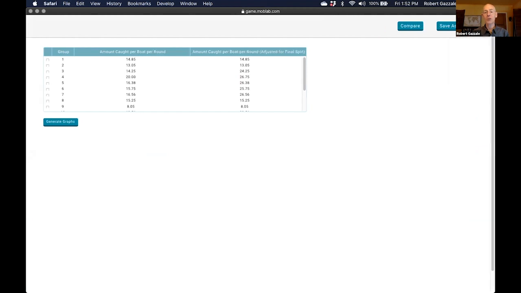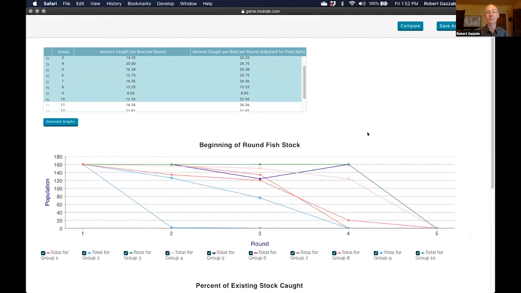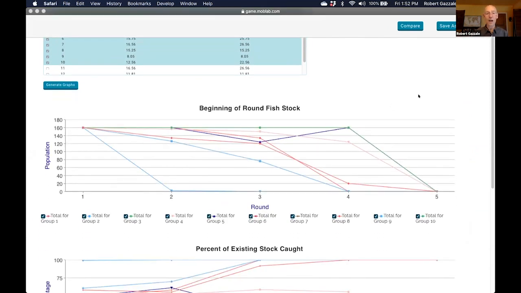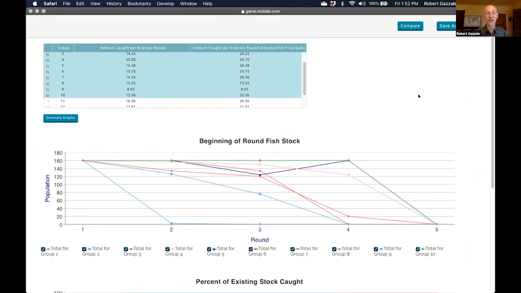As before, I'm just going to look at the results for the first 10 groups. Generate graph. All right, and here we have the same graph as before, beginning of round fish stock. We can see that allowing communication, for some groups we still have the tragedy of the commons. In fact, one group fished the entire lake dry after one season, and by the second season, no more fish. So, great example of the tragedy of the commons.